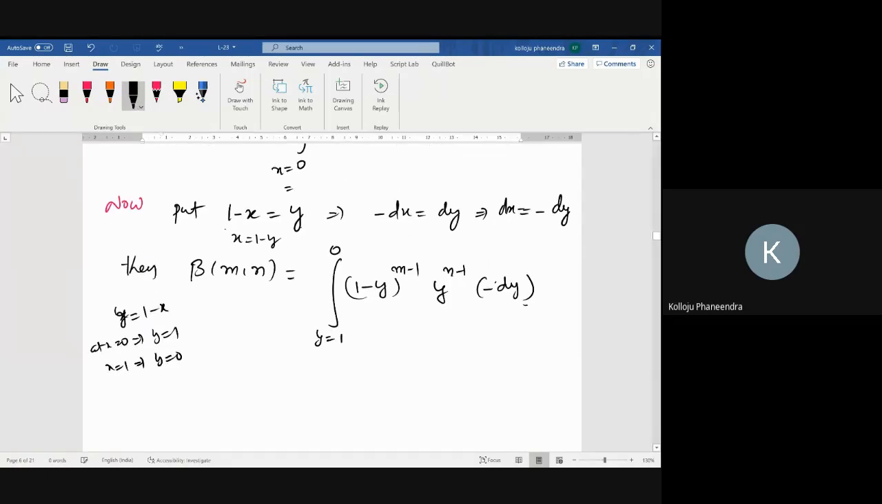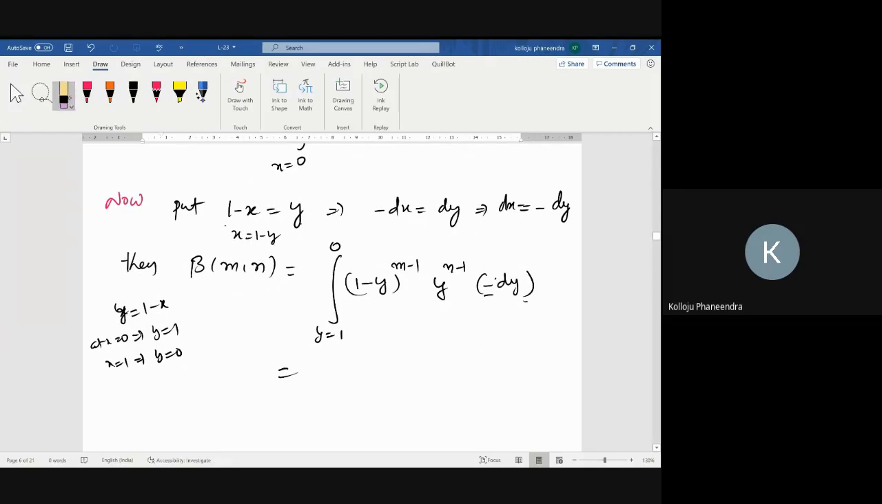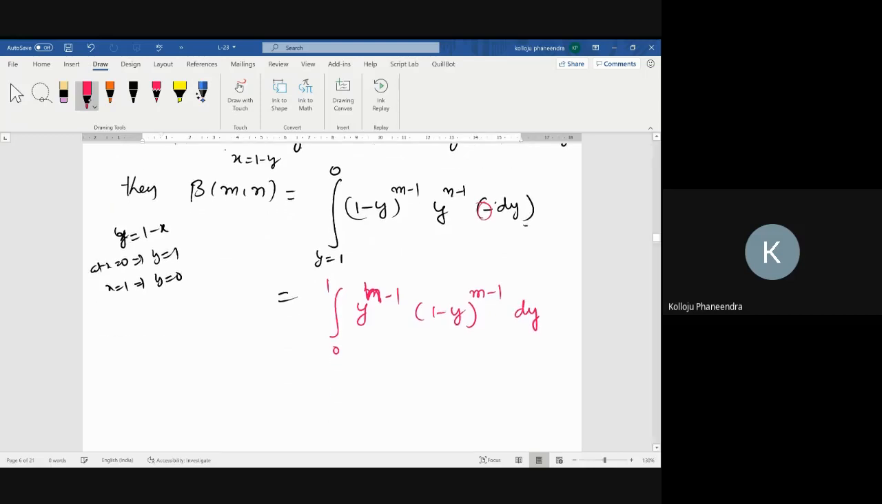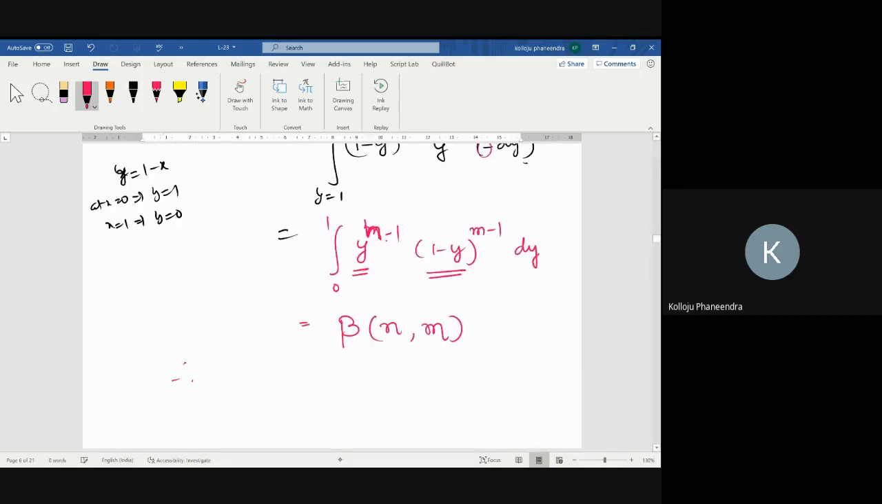Now limits for y. Since the minus is there, I can write this as 0 to 1. I will write y first: y power n minus 1, 1 minus y power m minus 1 dy. Now by the definition of beta function, in place of x, y is there. If it is n minus 1, then n; this is m minus 1, this is m. Therefore beta m n is equal to beta n m. This is called the symmetry property.